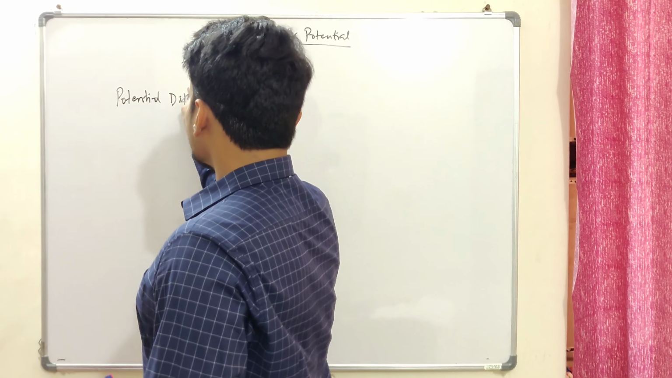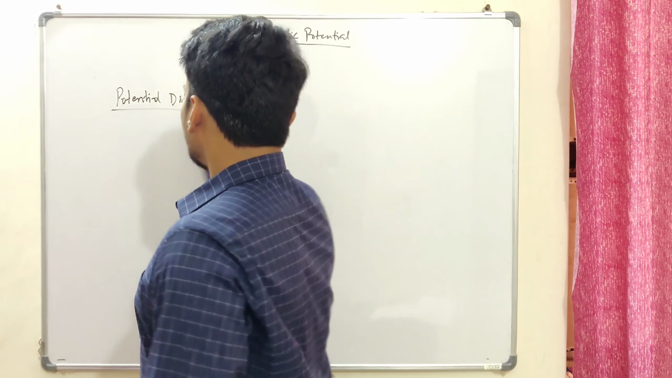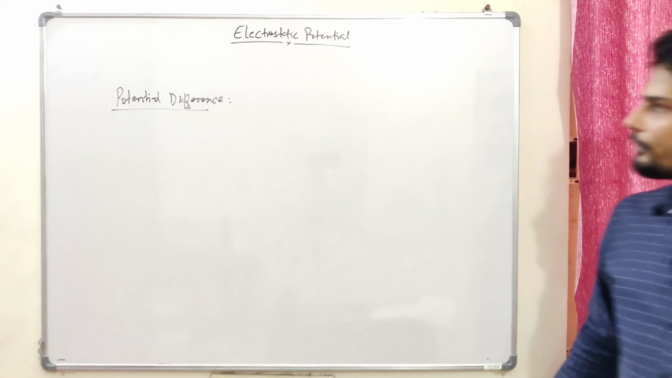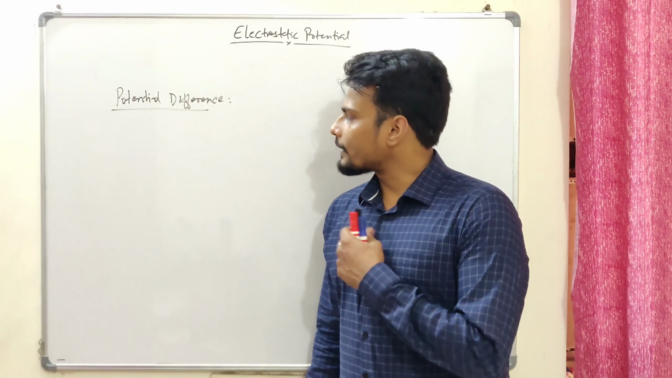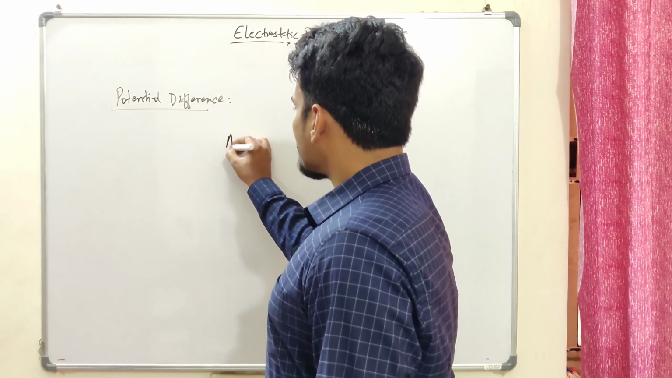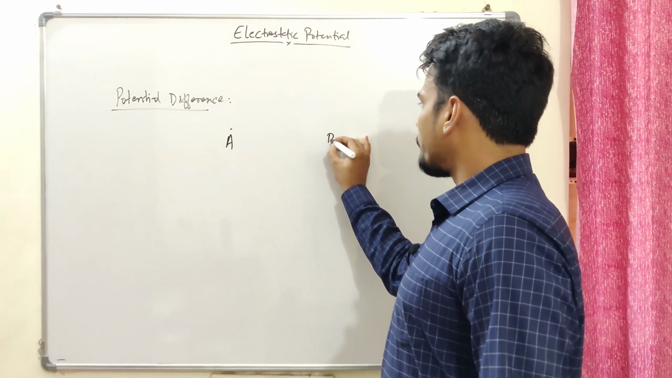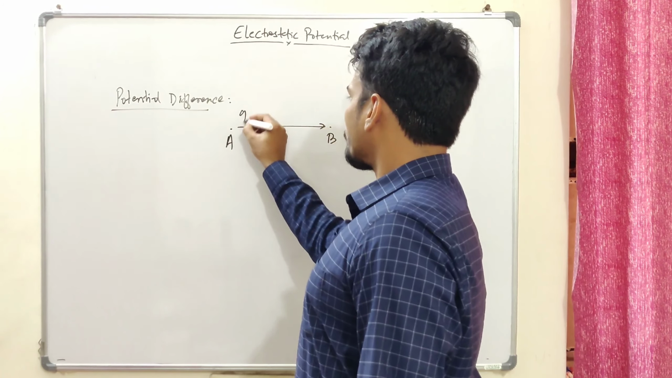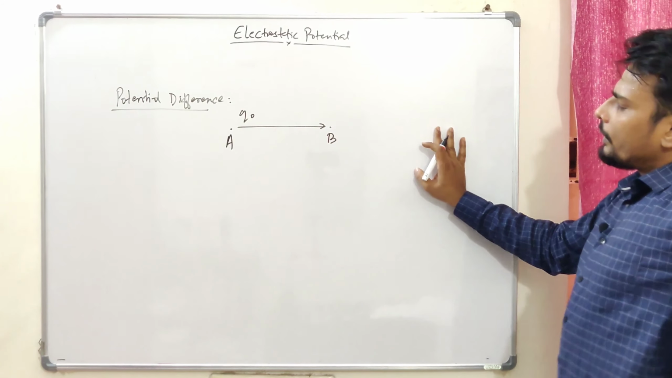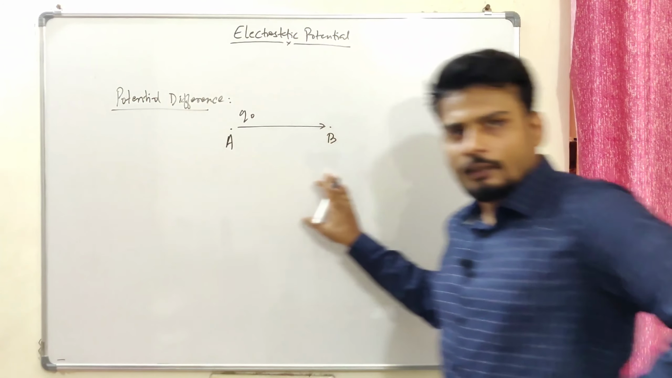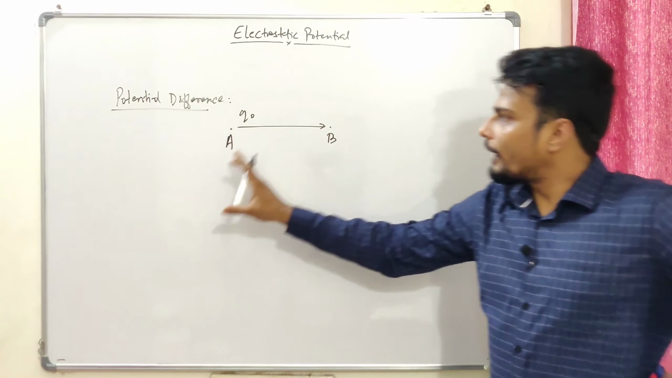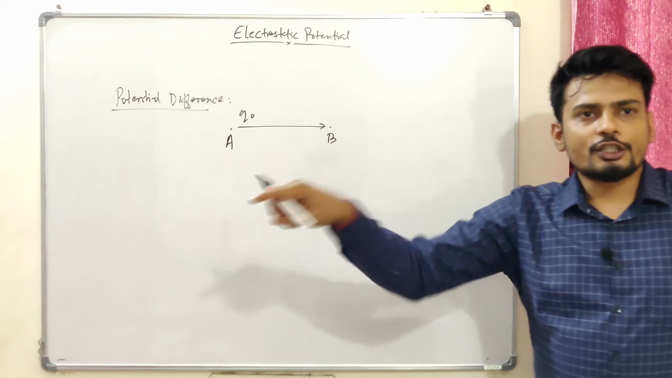So I have discussed the potential of one particular point. If I want to know the potential difference, I must know how much work is done or required to move the charge, how much change of energy takes place if the charge is displaced from one point to another point. Let's say from this point A, a charge Q naught is moved to a point B under some electric field. Now there should be some change in the potential energy. So potential difference could be defined as change in potential energy per unit charge.